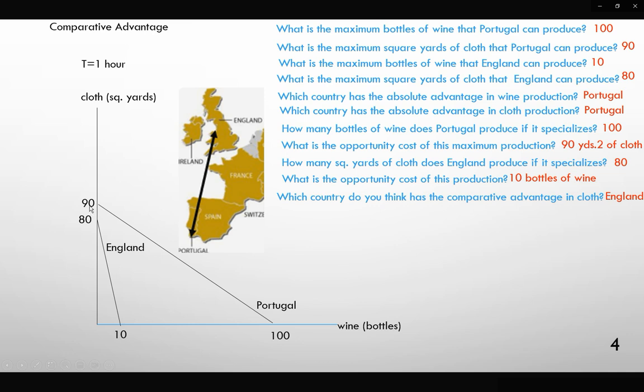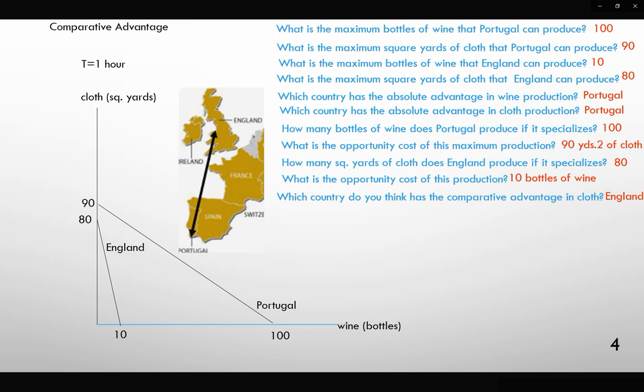So if, for example, Portugal were to produce 90 square yards of cloth and England were to produce 10 bottles of wine, the world would have 90 square yards of cloth and 10 bottles of wine. Whereas if we use comparative advantage, you guessed it, the world gets 100 bottles of wine and 80 square yards of cloth. So it's gotten a lot more wine, and a little bit less cloth. So we might think it must be better to use comparative advantage, have a little less cloth and a lot more wine.